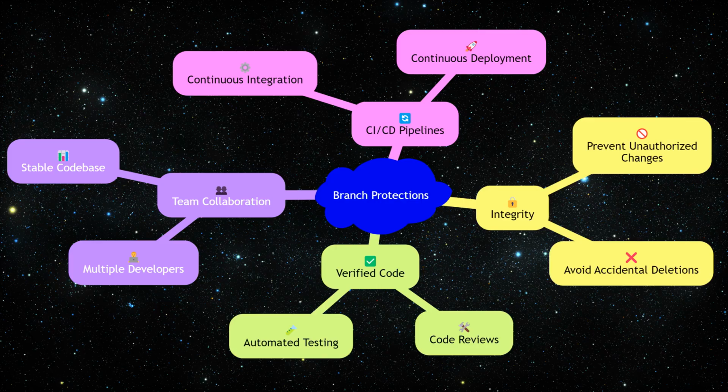Branch protections are crucial for safeguarding the integrity of the main branch. They prevent unauthorized changes, accidental deletions, and ensure that only verified code gets merged. This is particularly important in large teams where multiple developers are working on the same codebase. Branch protections help maintain a stable and reliable codebase, which is essential for continuous integration and continuous deployment (CI/CD) pipelines.